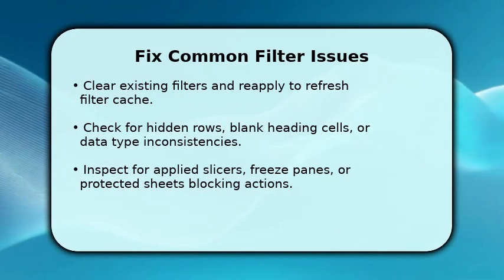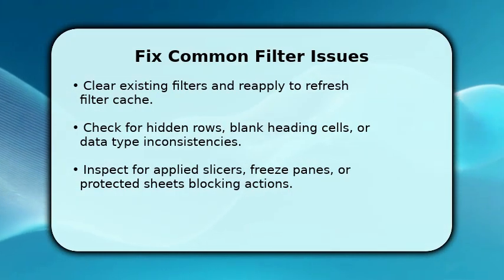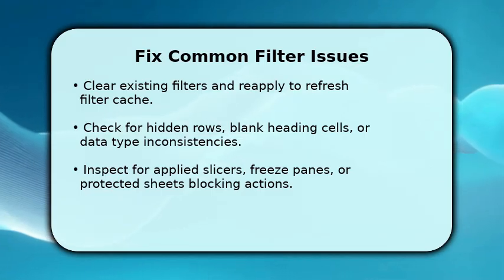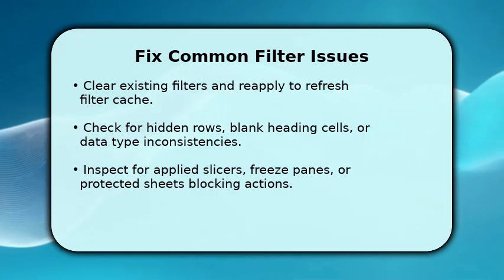Next, clear all filters and reapply to refresh Excel's filter cache. This often fixes stuck dropdowns. Make sure there are no hidden rows or blank header cells breaking the column alignment. Also check that each column's data type is consistent. Text mixed with numbers can hide entries.